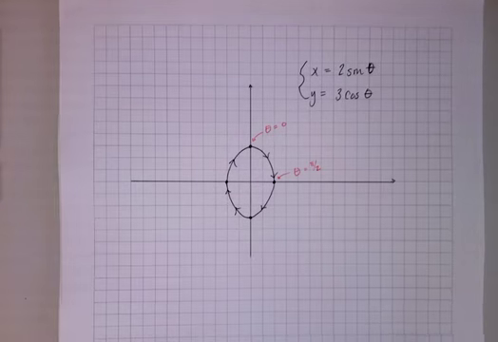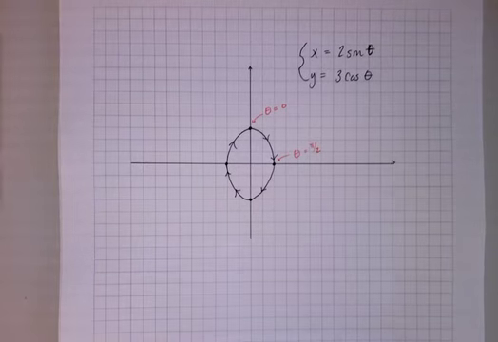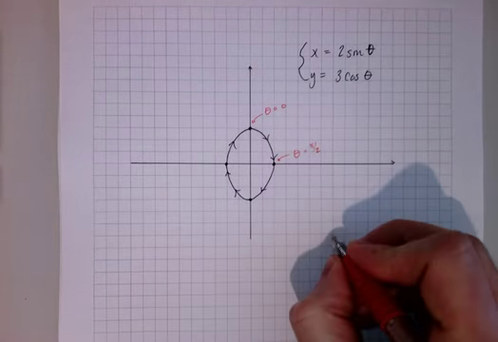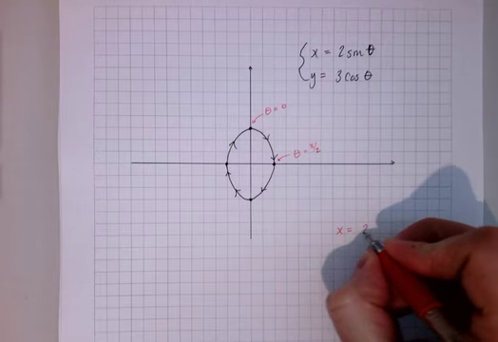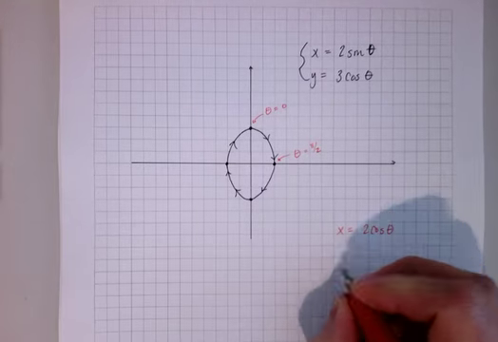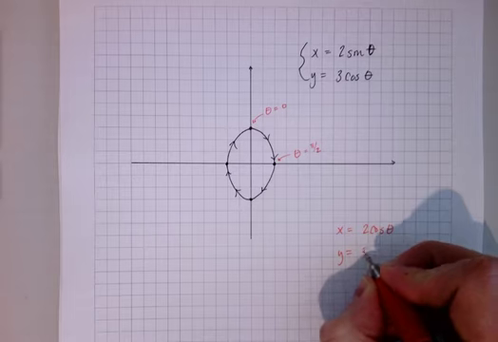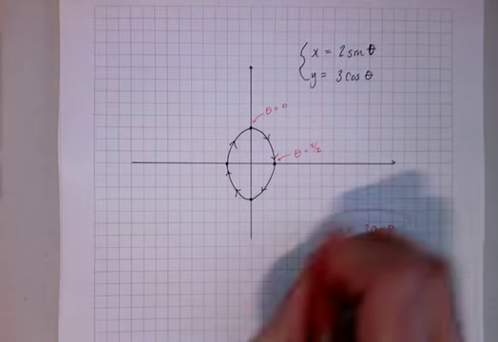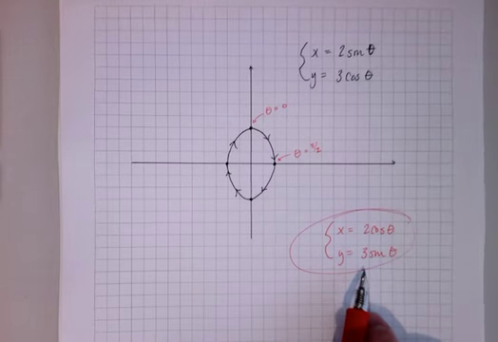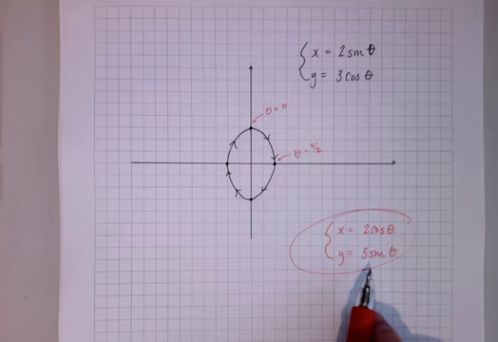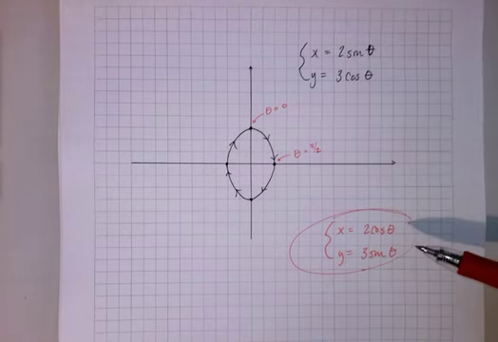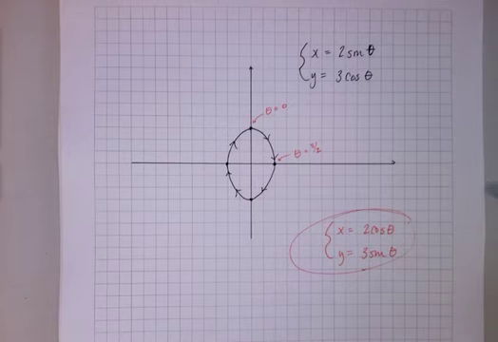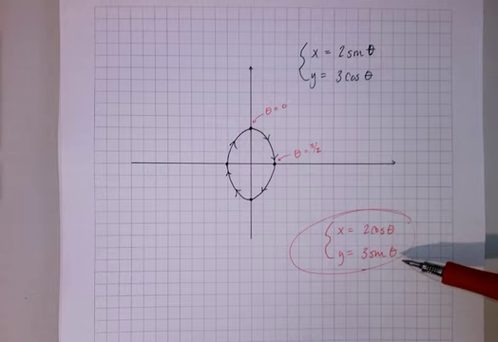Now, how is this going to be different from, okay, let's say we have x is equal to 2 cosine theta, y is equal to 3 sine theta. Now this is going to give me an identical looking graph. Okay? Because when I plug in 0 for theta, I'm going to get 2, 0.